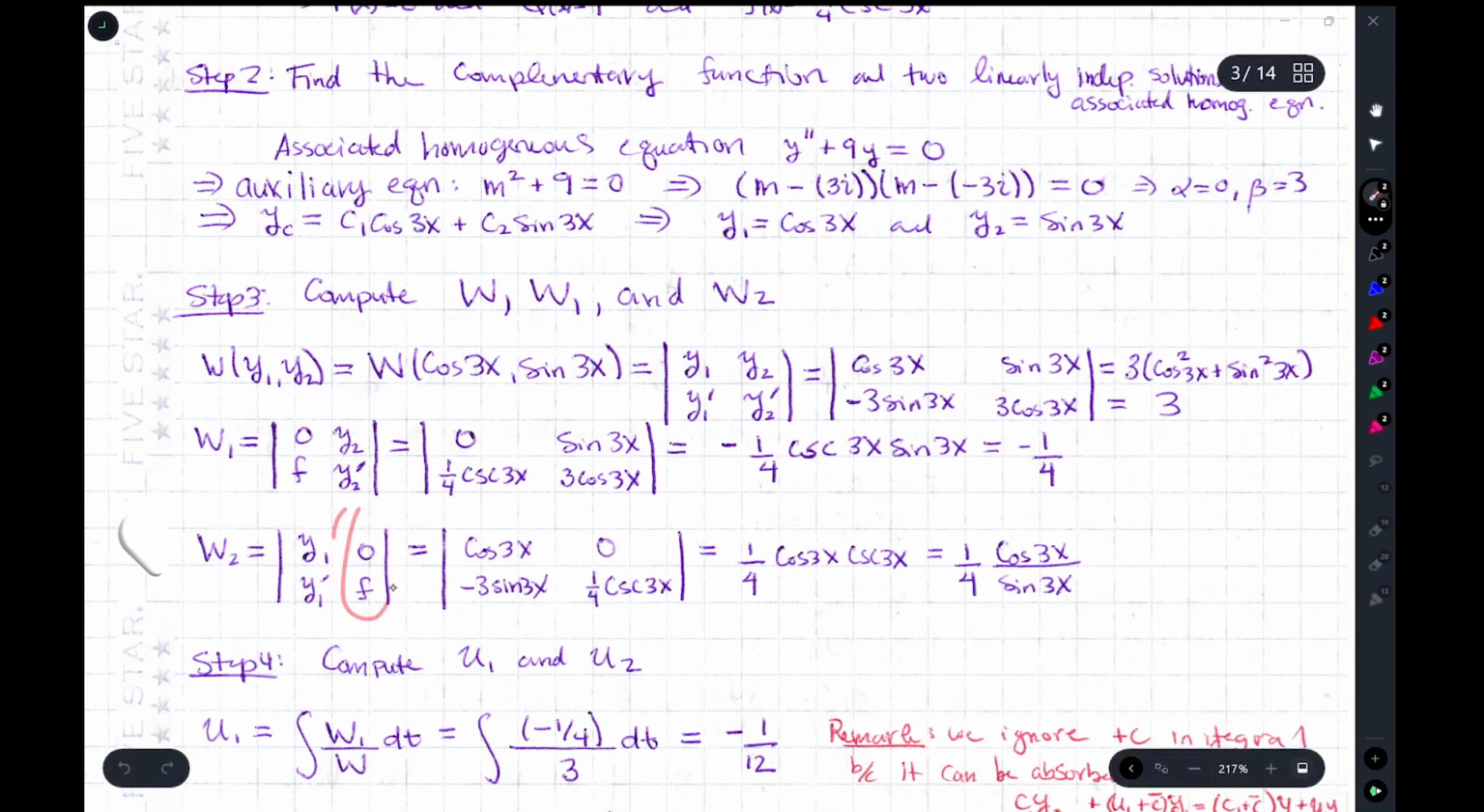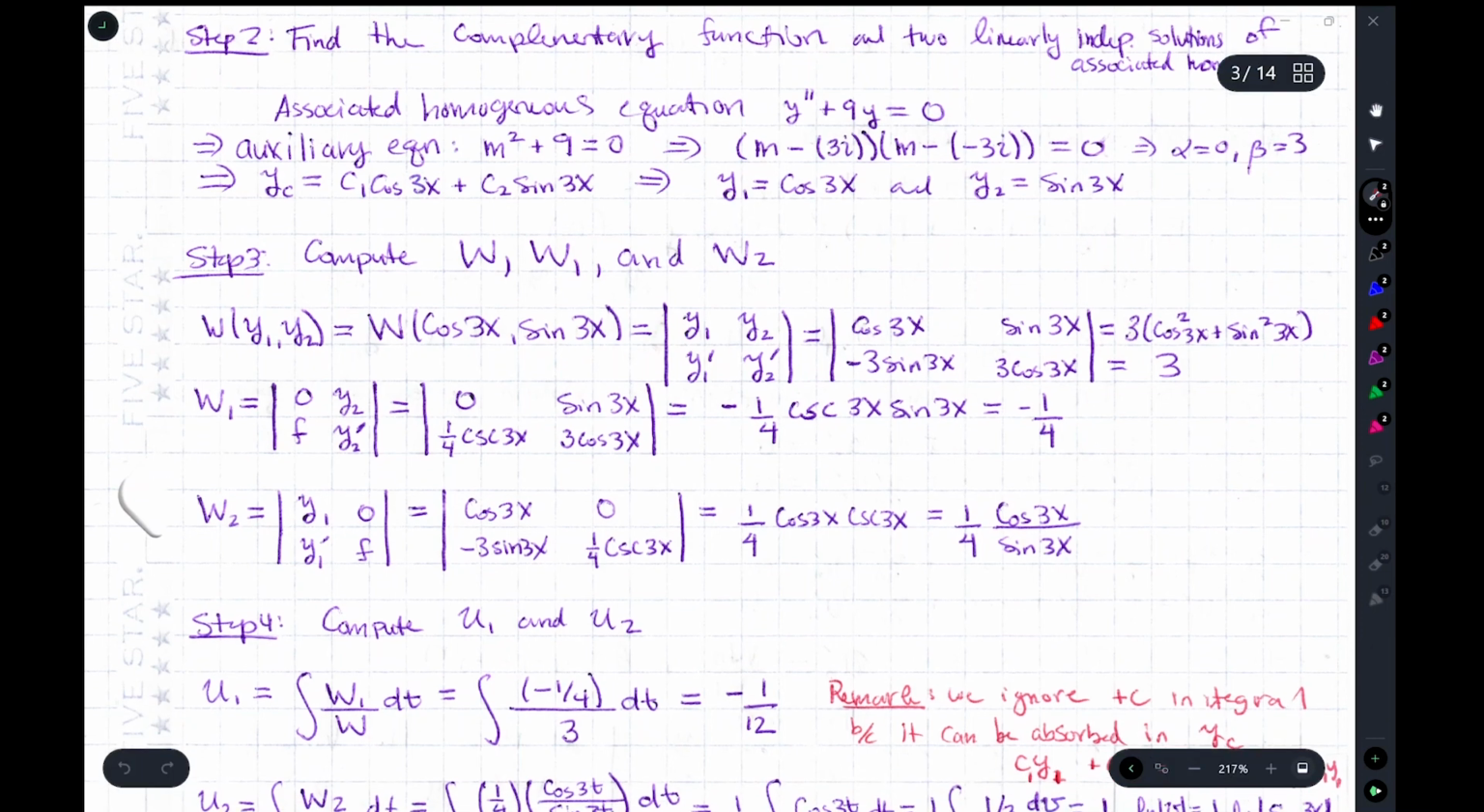W2 has the second column substituted for this. And plugging this in, we get this right here. W1, similarly, we would get negative 1/4. And so we've computed these.